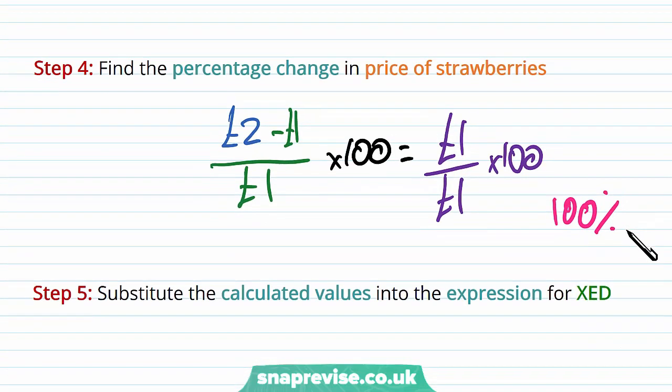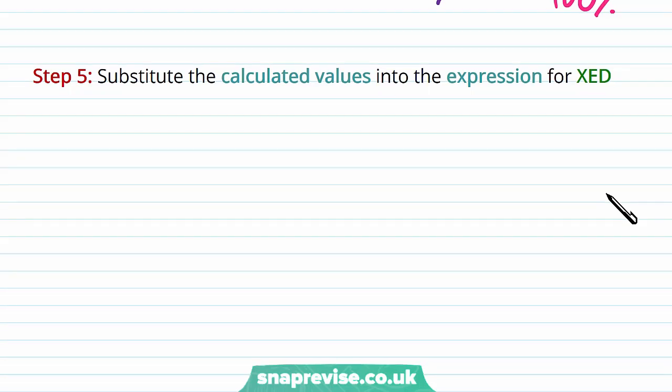So now let's put this into our XED. It's the percentage change in quantity of good B, the apples, over the percentage change in the price of good A, the strawberries. And what we've seen is the percentage change in quantity of good B is 100%, and the percentage change in price is 100% as well.